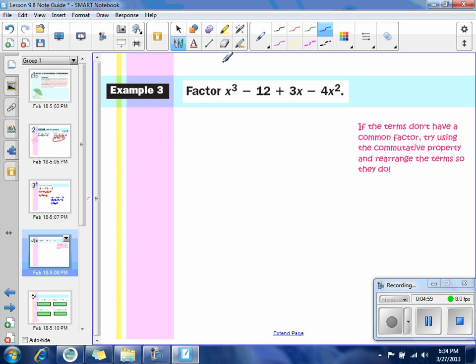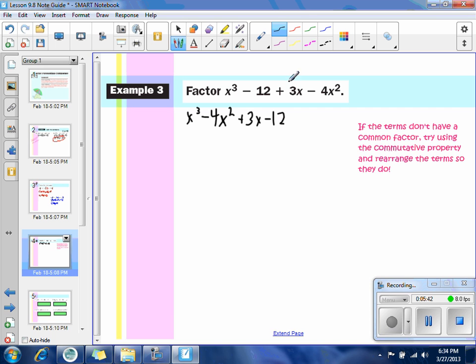Very cool. Now, if you're looking at these, x to the third minus 12 plus 3x minus 4x squared. I can factor something out of these two, but I can't factor anything out of that. So let's change the order, because addition is commutative, and I can change the order to be whatever I want it to be. Let's put the x to the third with the minus 4x squared. There's a reason why things are pretty in this order. So what we look to do is put the exponents in order. So let's put the 3x next, and then the minus 12.